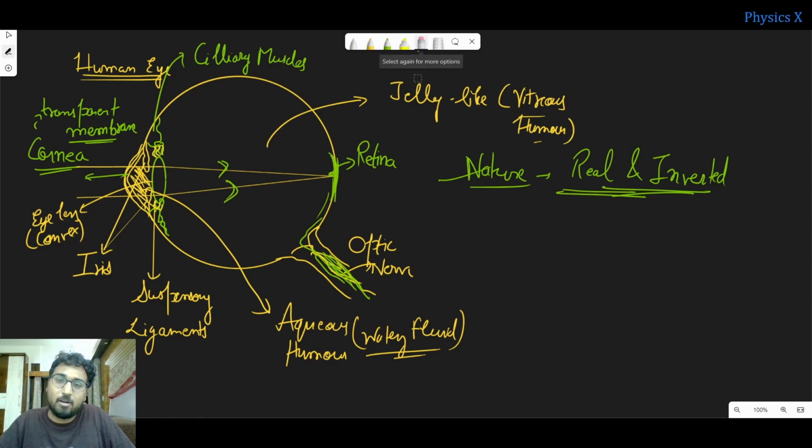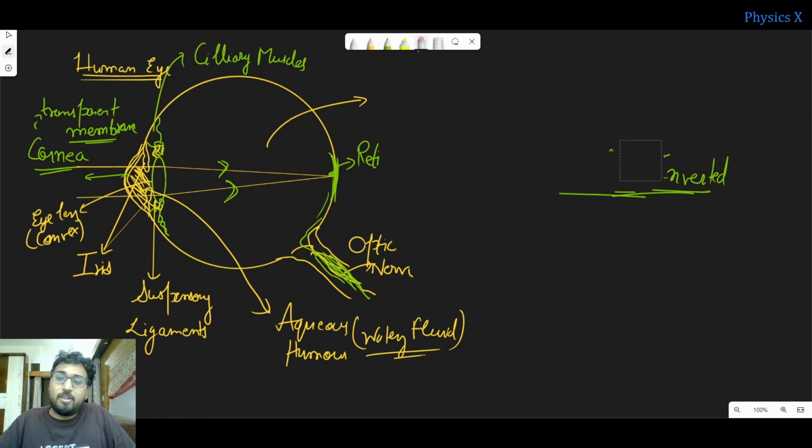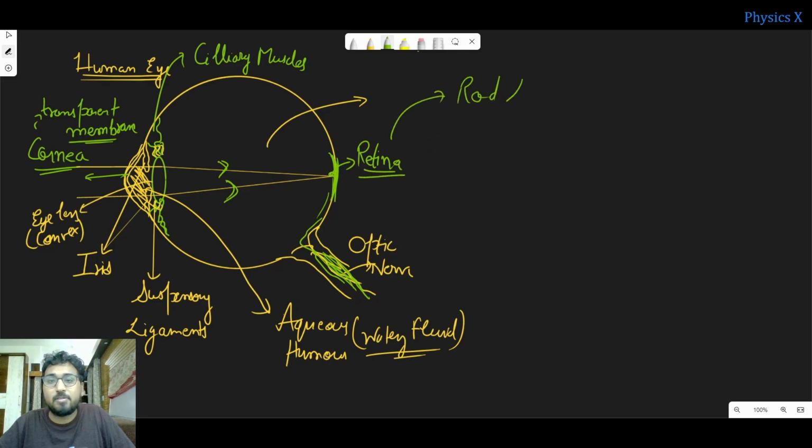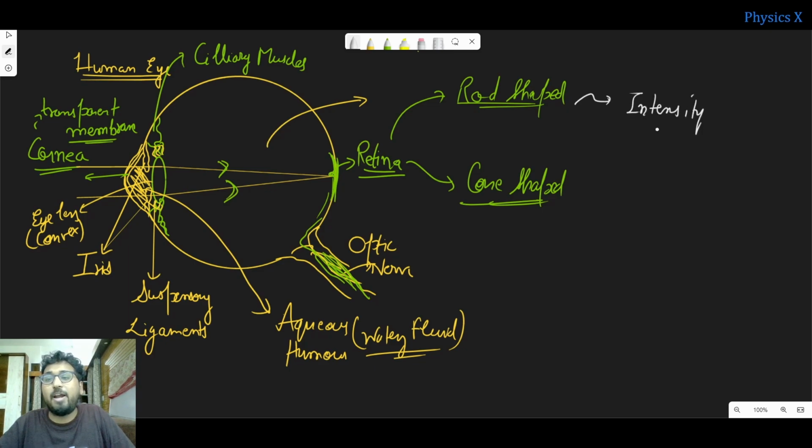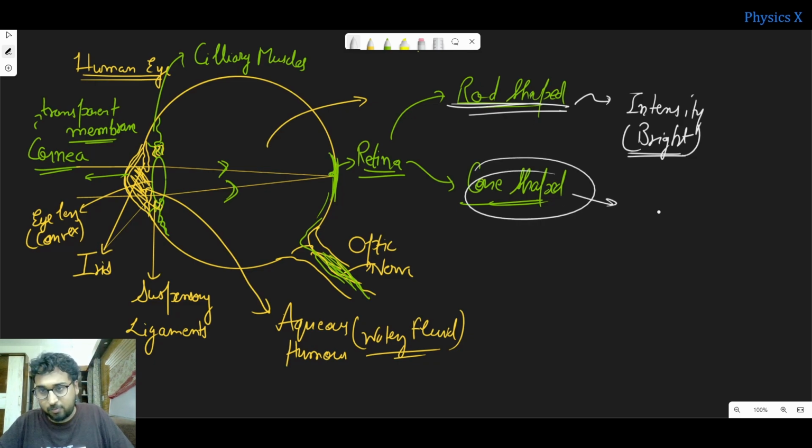So this is all about your human eye, right? And one more thing about the retina. The retina has light sensitive cells. One is rod shaped and the other is cone shaped. These have specific workings. Rod shaped cells are responsible for the intensity, or brightness, of an object, how bright it is. And cone shaped cells are responsible for color sensation, right?